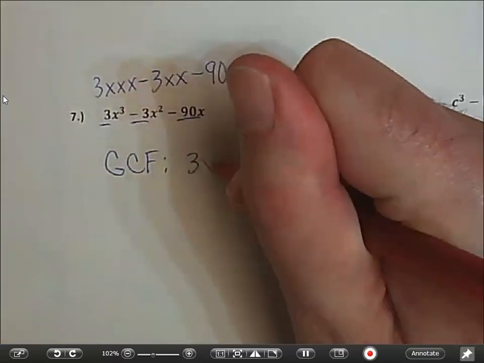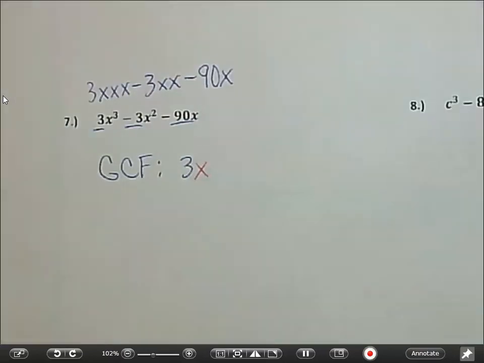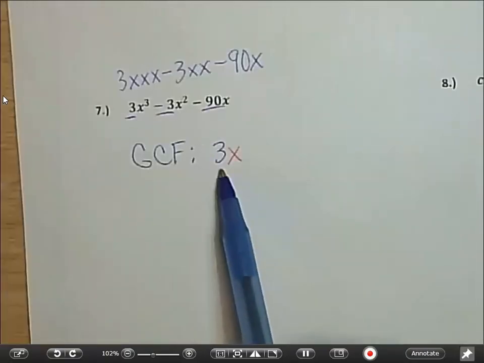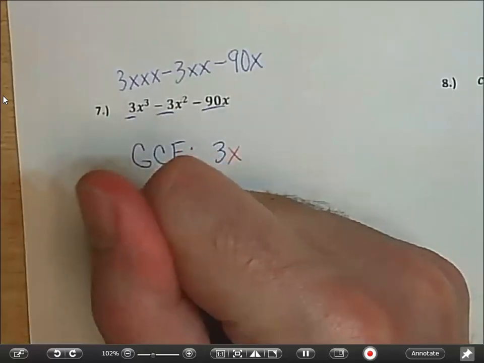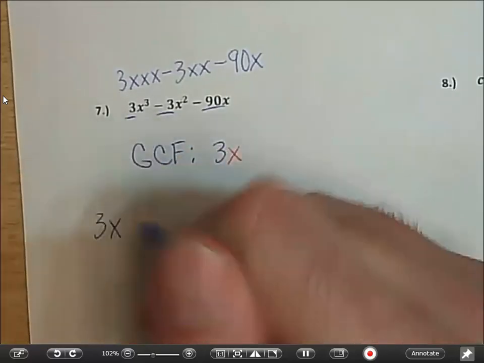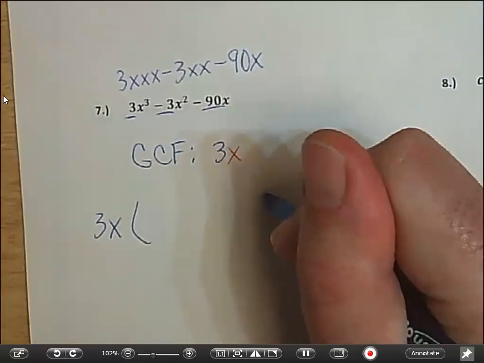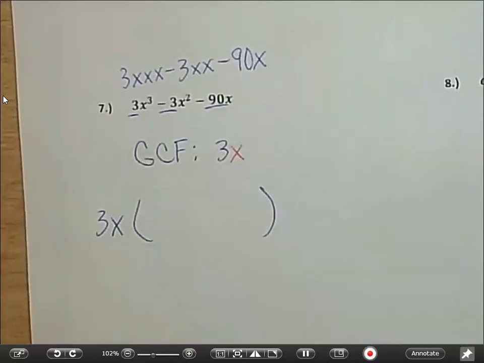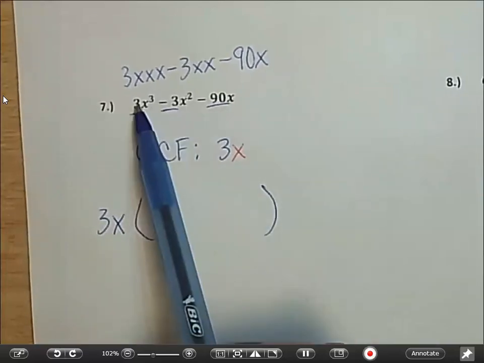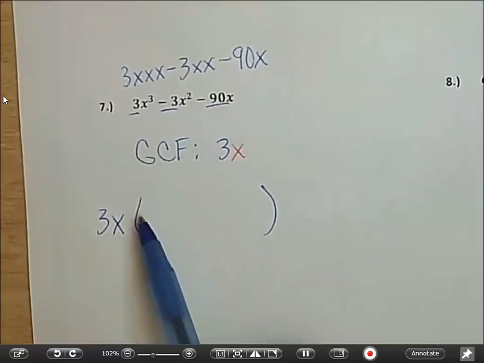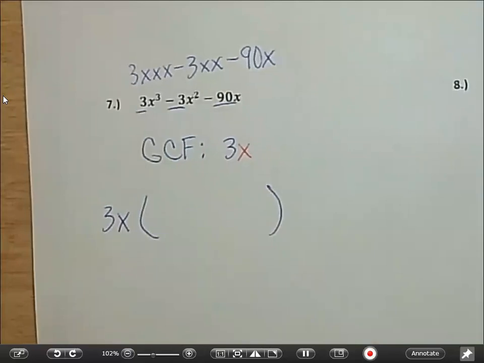We're going to say our GCF is 3x. Now, if that blew your mind, don't worry, we're going to show you how to work with that. So if our GCF is 3x, bring that out to the front. And then we're basically going to do some division again to see what we have left. 3 divided by 3 is 1, so you can put the 1 if you want, or you can leave it.